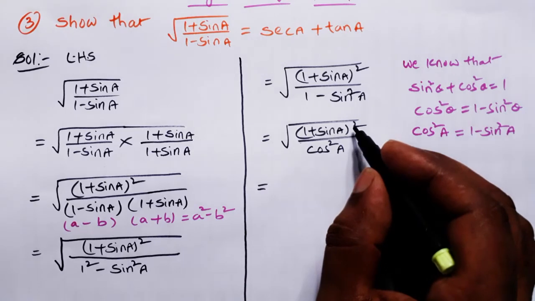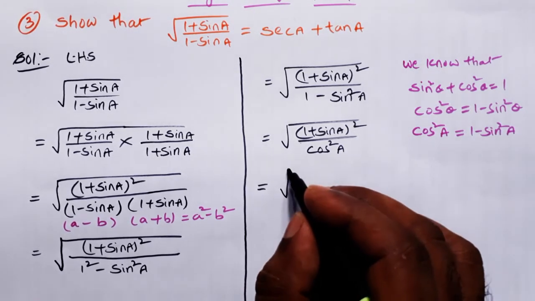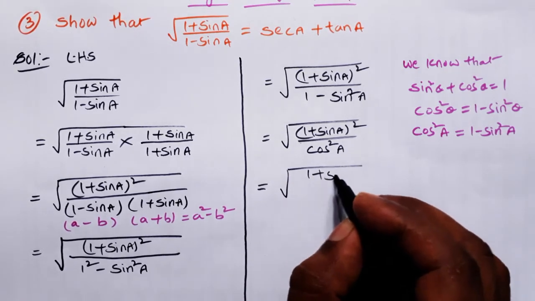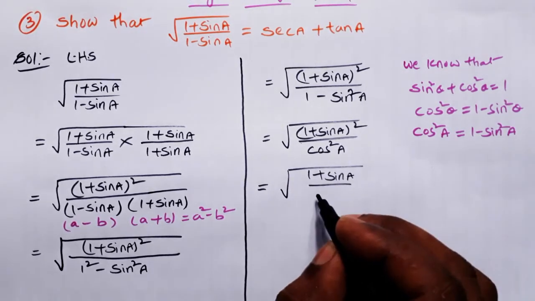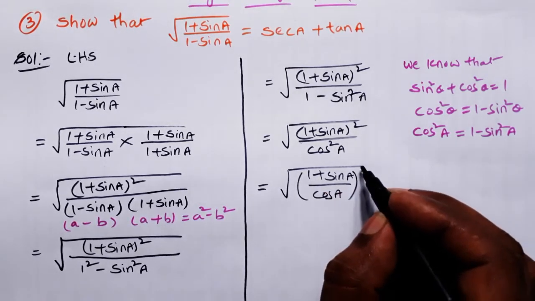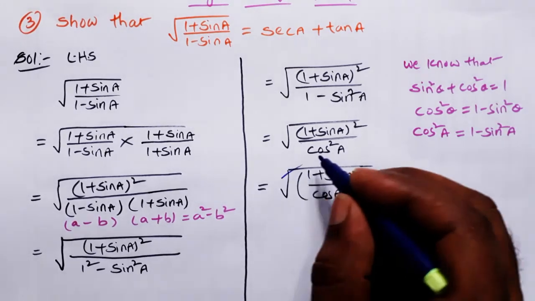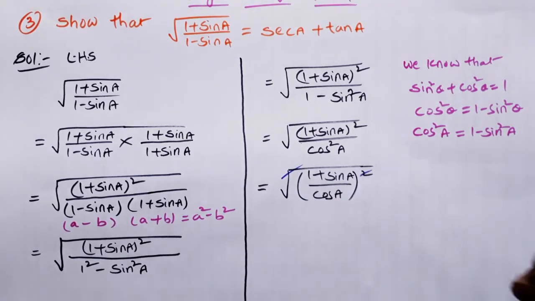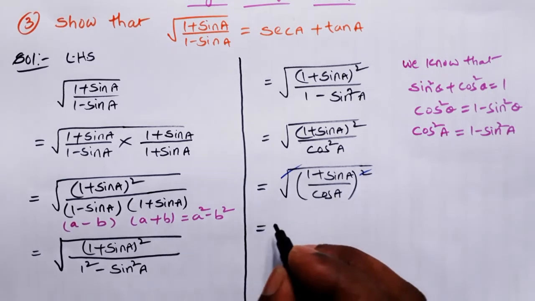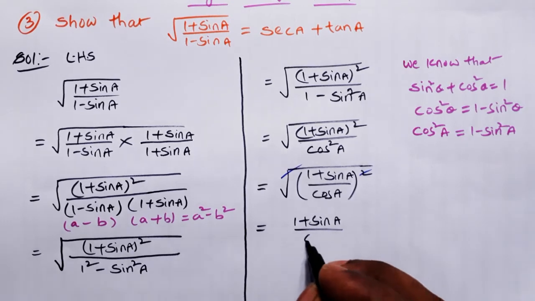Now numerator and denominator we have squares. So you write a common square: (1 plus sin A) by cos A, whole square. So I wrote a common square. Then you cancel this: square root and square you cancel. What will remain now? We will get 1 plus sin A divided by cos A.